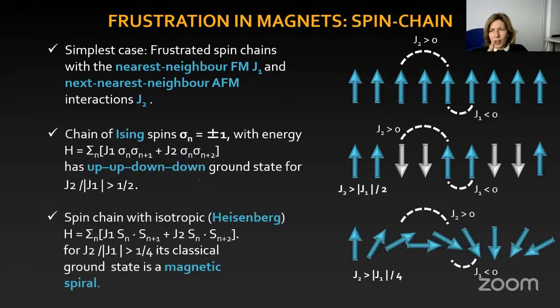If you have Heisenberg spins and the anisotropy is not that strong, then the ground state is a spin spiral. So the spin rotates from site to site, if you have sufficient condition, like a strong second nearest neighbor, which is antiferromagnetic.